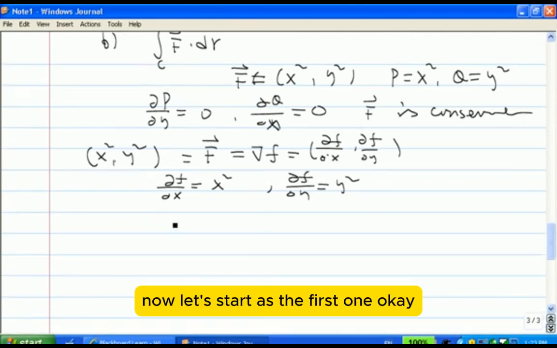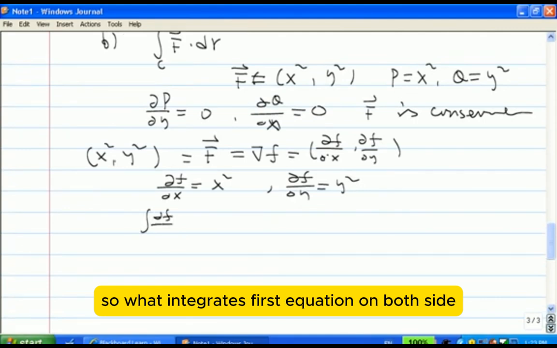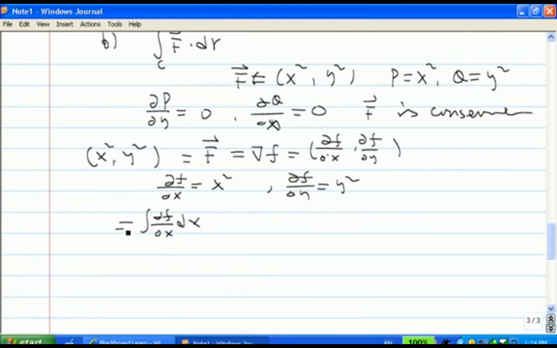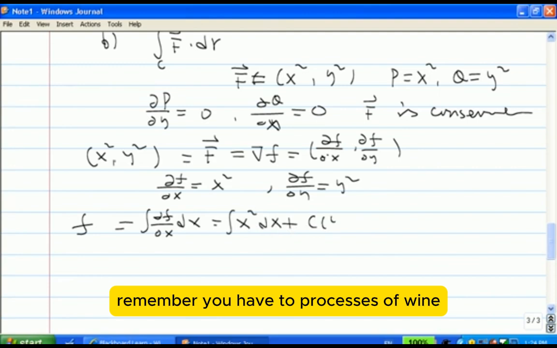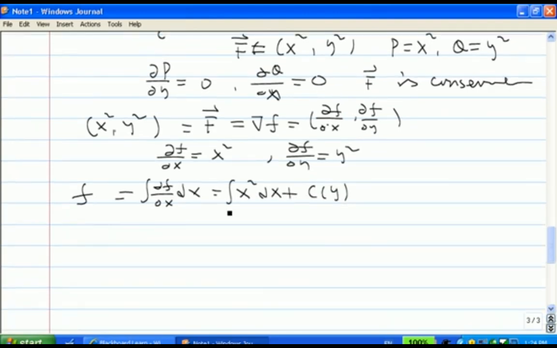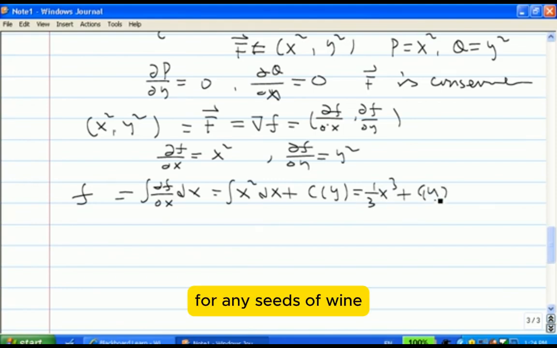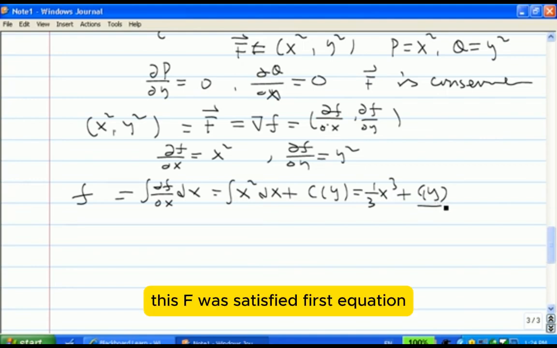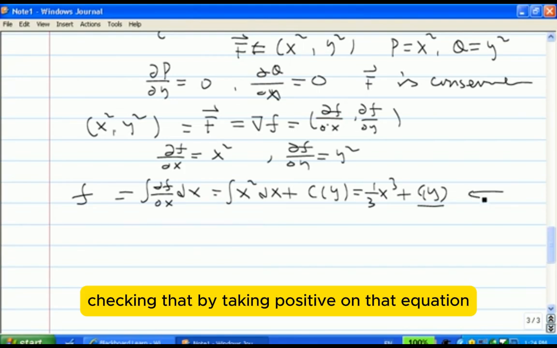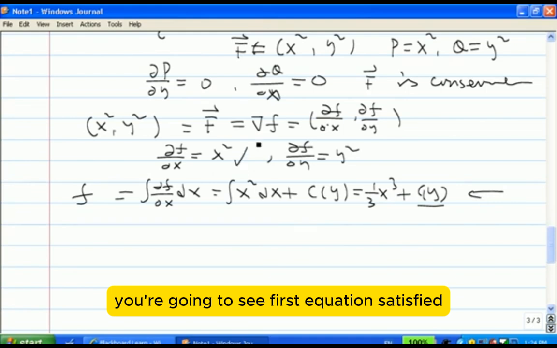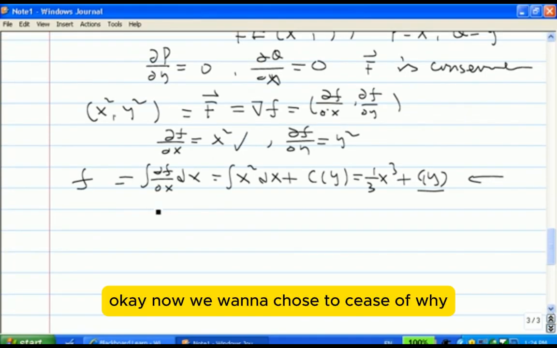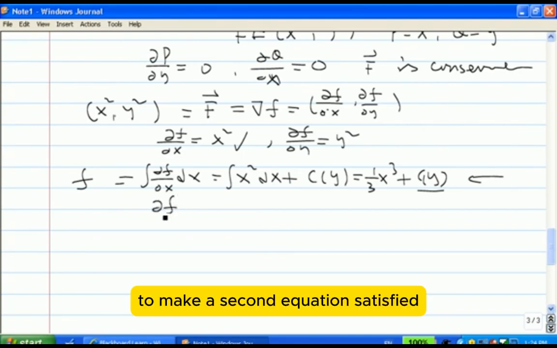Now let's start with the first one. We integrate the first equation on both sides with respect to x. That gives you f. Remember, you have to add c sub y. So this gives you 1/3 x to the third plus c sub y. For any c sub y, this f will satisfy the first equation. You can check that by taking the partial derivative, and you are going to see the first equation is satisfied.